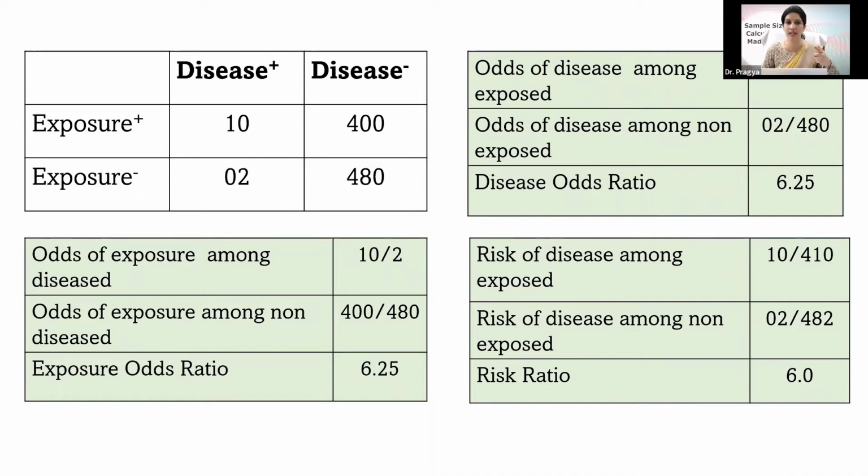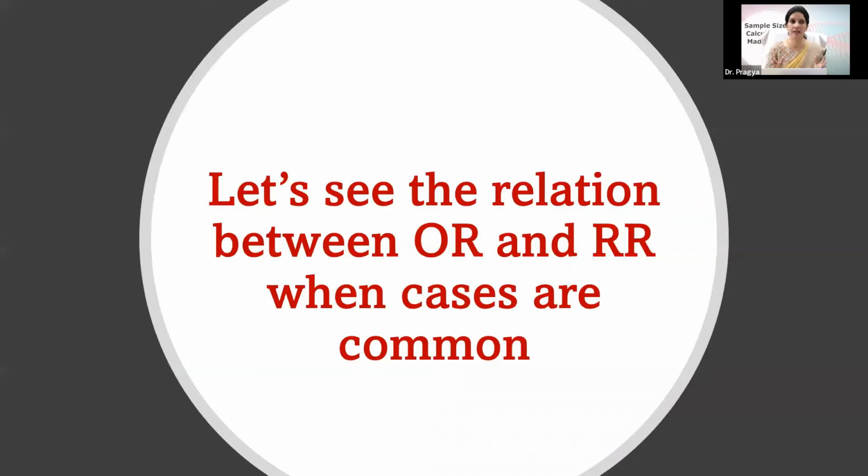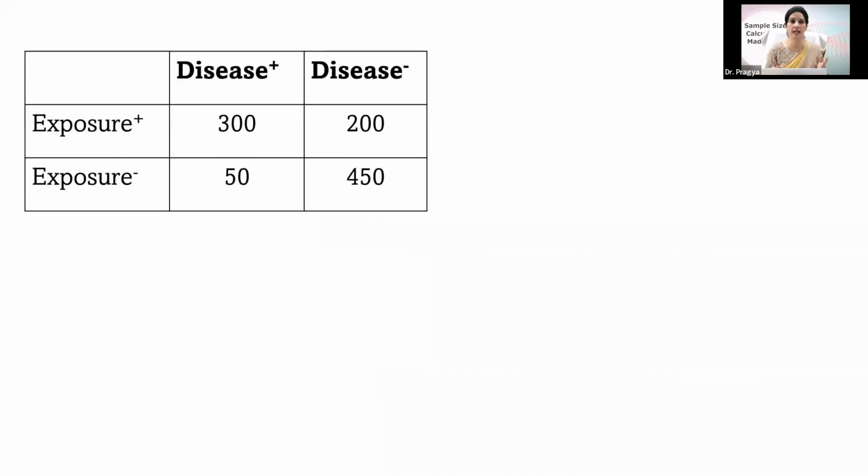Now I made a statement about when this odds ratio and relative risk are numerically the same, and that we are going to see. There is a relationship between the odds ratio and relative risk when the disease is very common. In the previous example the disease was less, but here I have increased the number of diseased. The number of diseased is 350, and they are comparable to the controls.